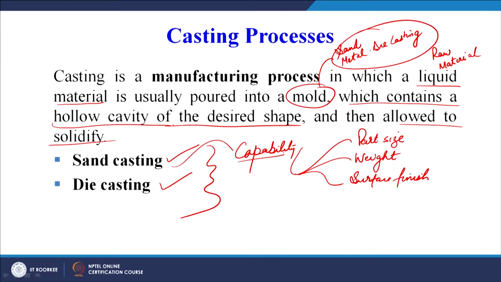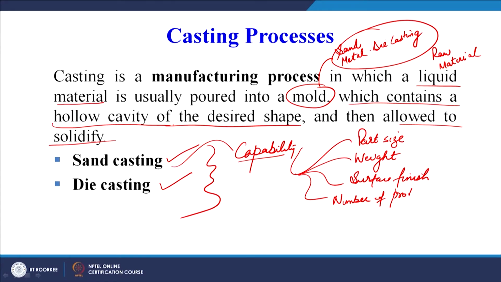So now we can go for the capability and try to categorize or classify the sand casting and the die casting process in terms of part size, weight, surface finish, or sometimes it can be the number of products produced per hour, or sometimes it can be per day also, depending upon the size of the product. So these are the criteria which will help us to make a tabular arrangement of the capability for sand casting as well as for die casting.